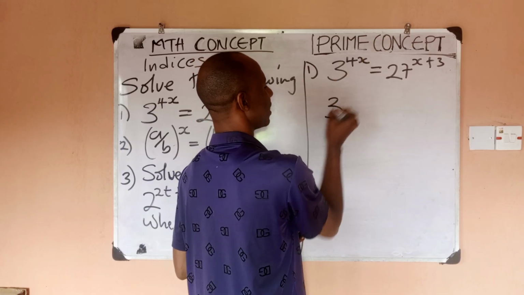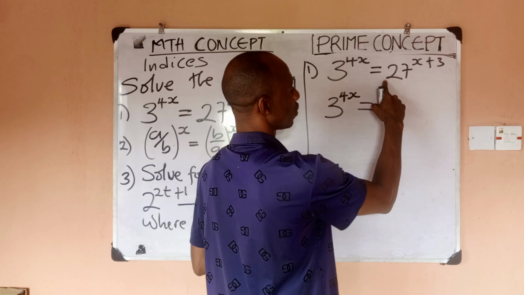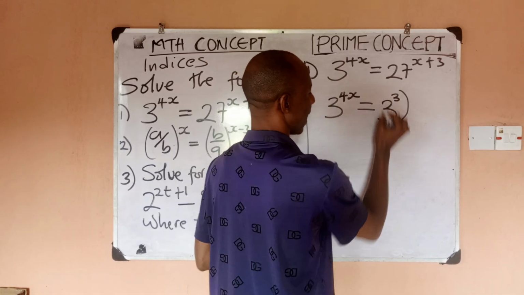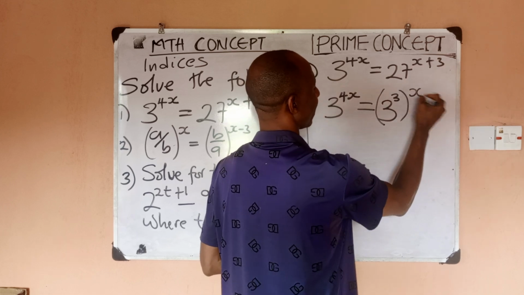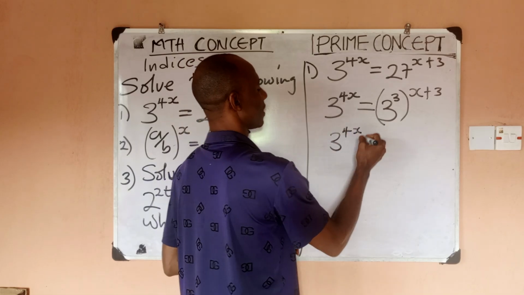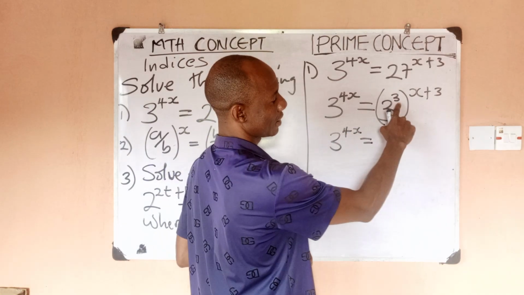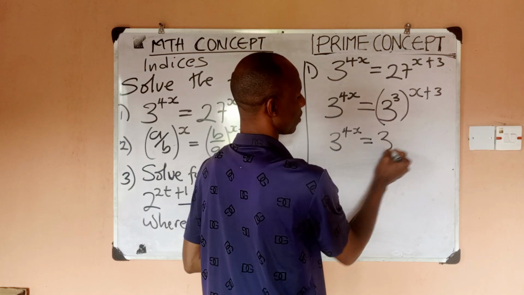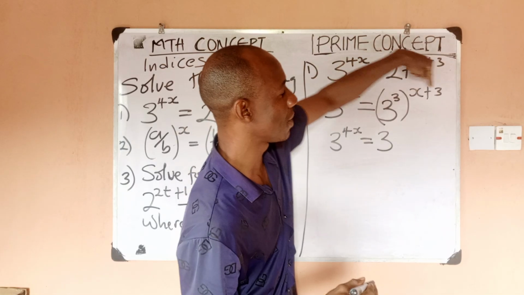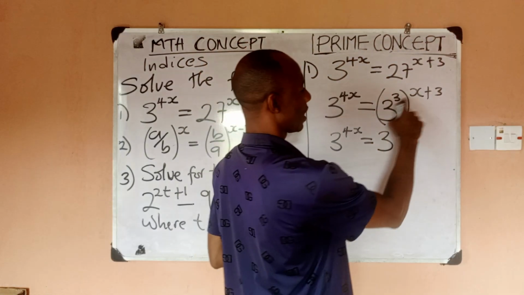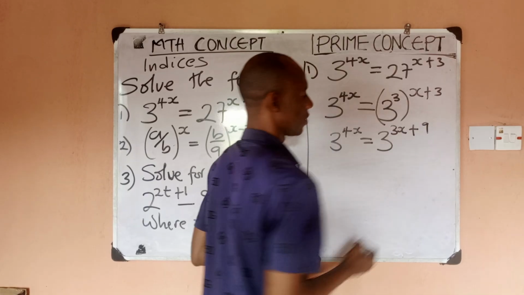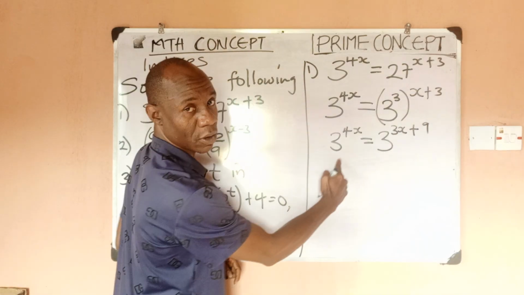So I have 3 raised to power 4x equals 27 written as 3 raised to power 3, then I have my bracket all to power x plus 3. Now I have 3 to power 4x equals, and from what we have learned, this power can multiply this. So don't make the mistake of using it to multiply only this. It is multiplying the 2 you have inside. So you have 3 times x is 3x plus 3 times 3 is 9. So don't forget.